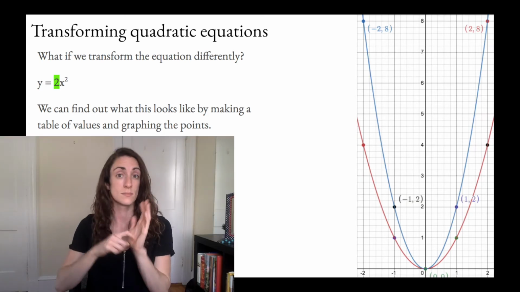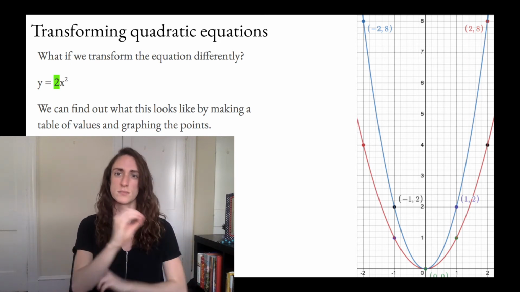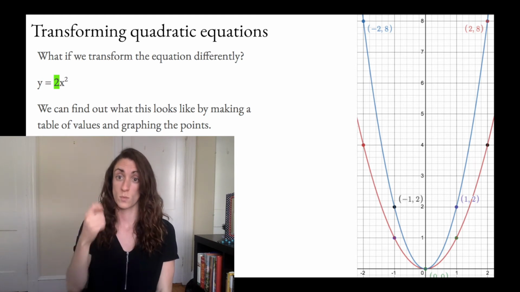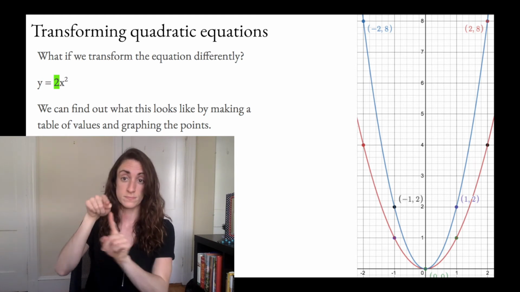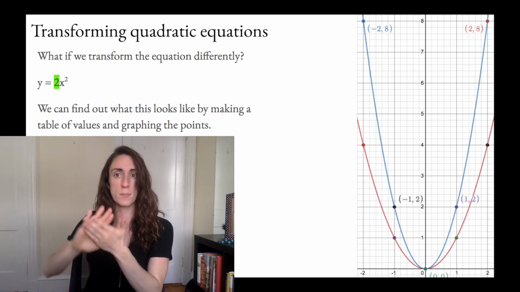So we've got our new points, and you notice when you graph these new points, the vertex has not moved. It's still at 0, 0. But the other points, for example, the point that was at 1, 1, has gone up to 1, 2. So its y value is twice as big.